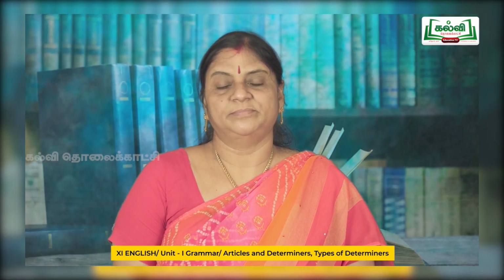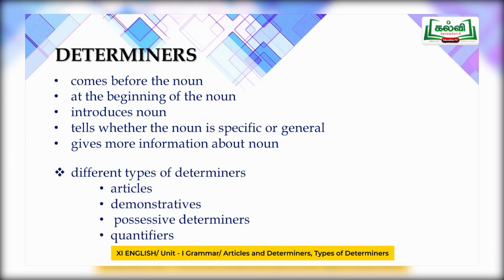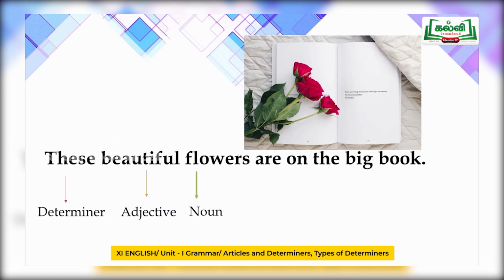Where does the determiner come? What is the use of the determiner? How is it there? A determiner is a word that comes before a noun. In the example these beautiful flowers, flowers is the noun and these is the determiner. This determiner comes before the noun.